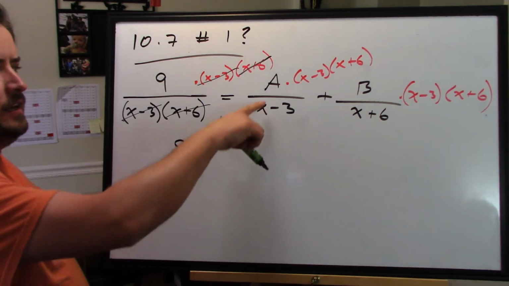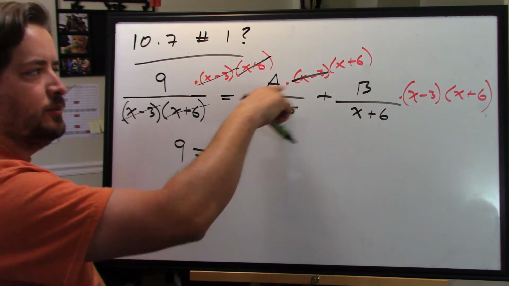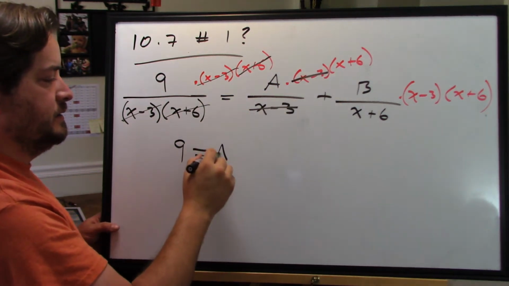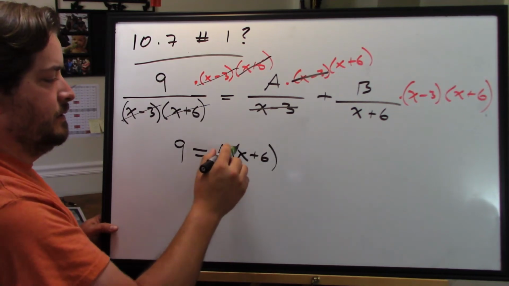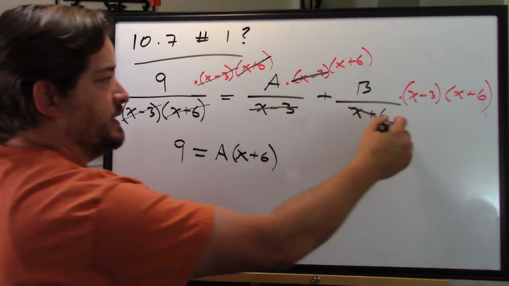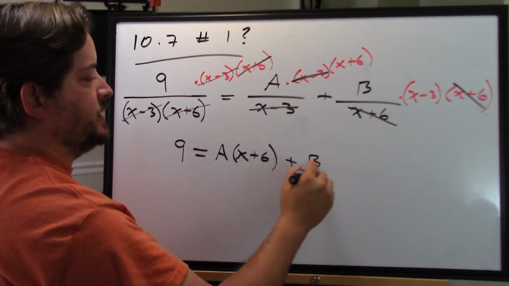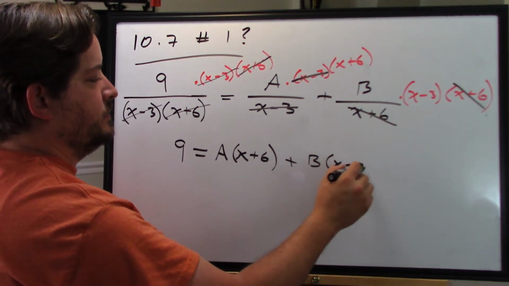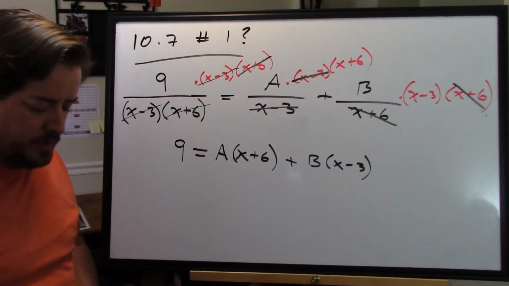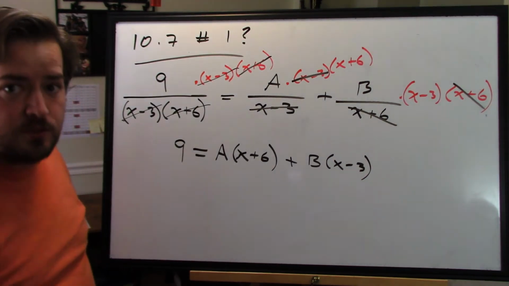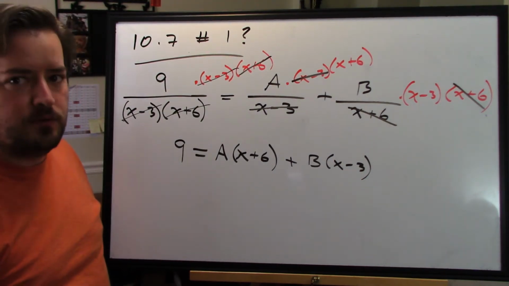On the right-hand side, with my fraction with a, the x minus 3 cancels the x minus 3, and it just leaves me with a times x plus 6. And then the x plus 6 cancels with the x plus 6. That leaves me with b multiplied by x minus 3. So this equation, in order for the top to have been true, has to be true for every single possible value of x. It has to be true everywhere.